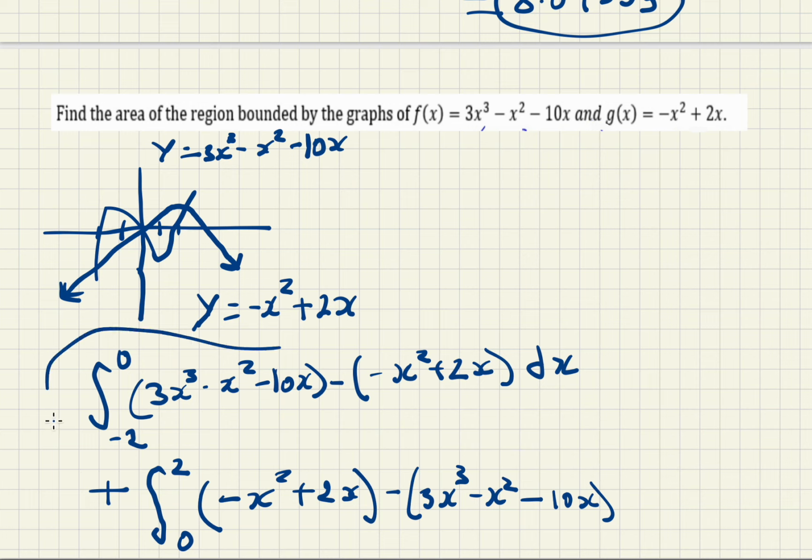So this is the hardest part of this question. And the next part is to solve these definite integrals.